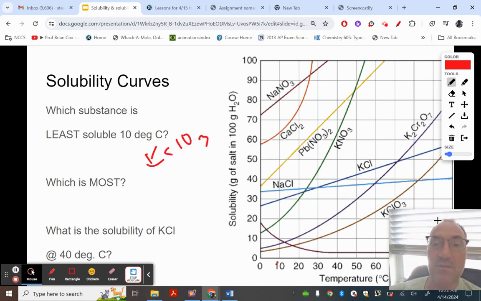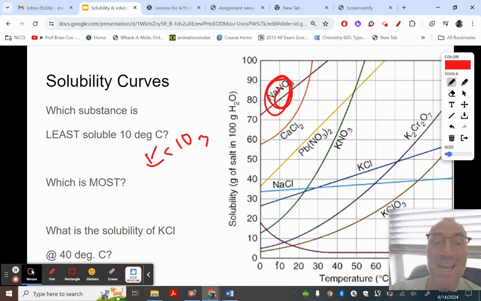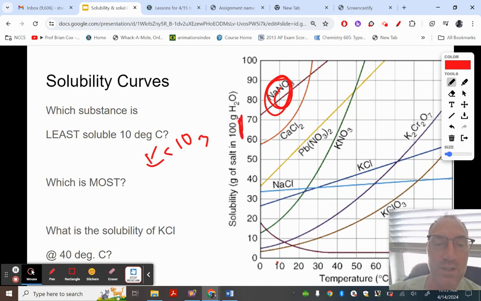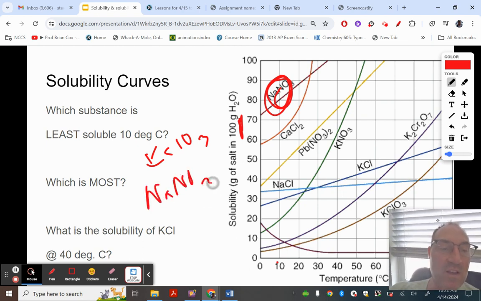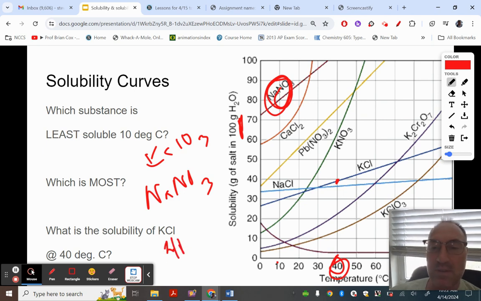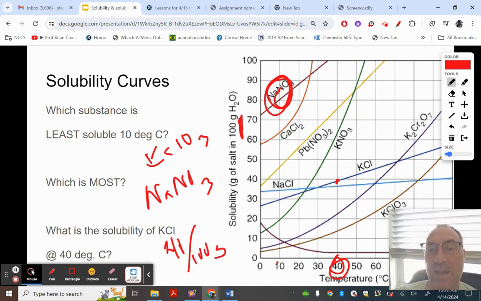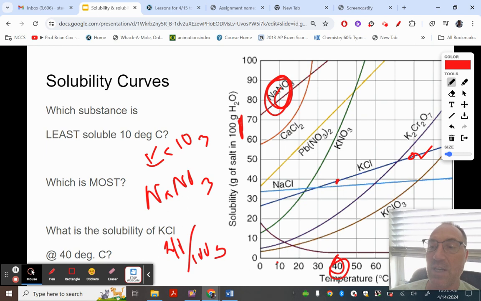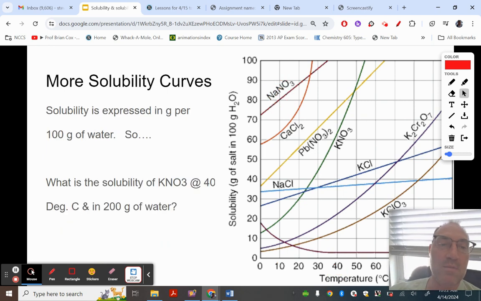Now, what's the highest at 10 degrees? You would say this guy right here, right? He has the most. It can hold almost 80 in 100 grams of water. It's always 100 grams of water. So we said NaNO3 is the most. And then what is the solubility of KCl at 40? So we go here to 40 and we go up, and you can see that it's about 40 grams in 100 grams of water. And if I increase the temp, I can increase the solubility. Got it?